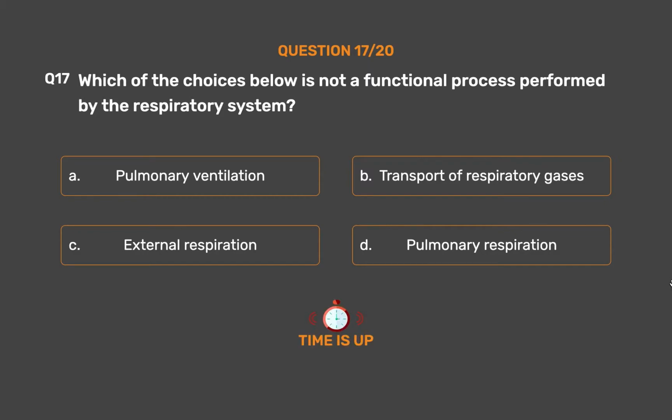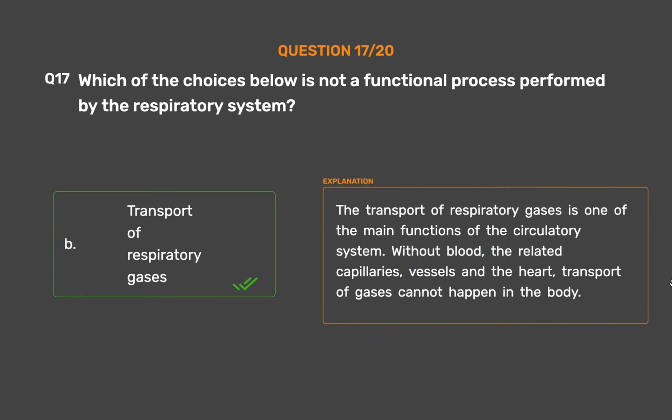The correct answer is option B. Transport of respiratory gases. The transport of respiratory gases is one of the main functions of the circulatory system. Without blood, the related capillaries, vessels and the heart, transport of gases cannot happen in the body.